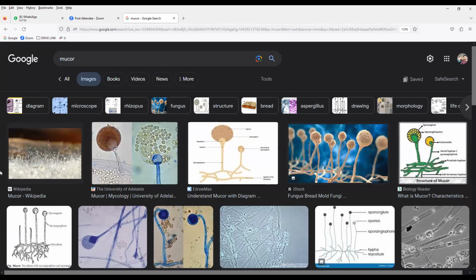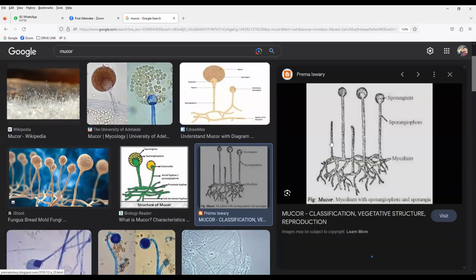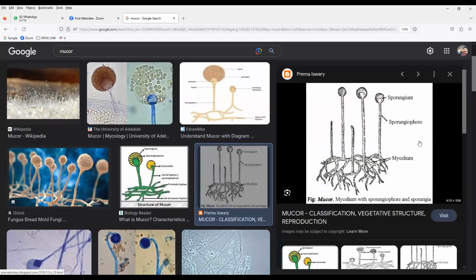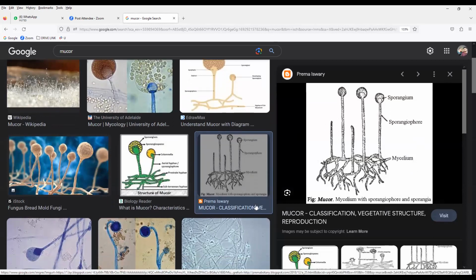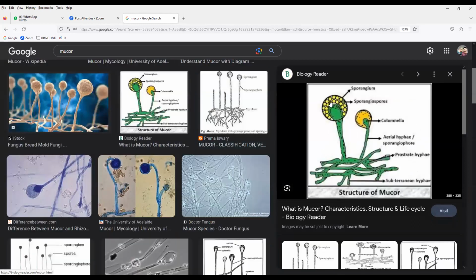Have you checked it, everybody? All of you? So it will form the same thing, sporangium. It will start bursting. The sporangium inside contains hundreds of spores, so they will start spreading. So that is what we can say about mucor.